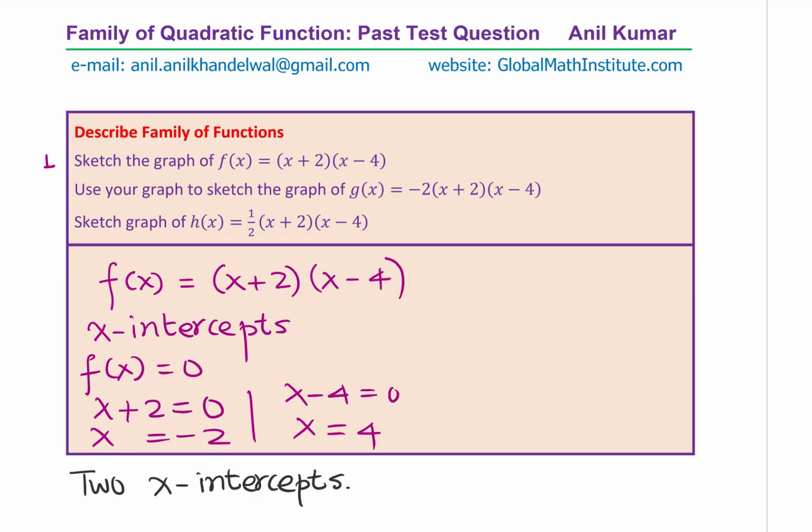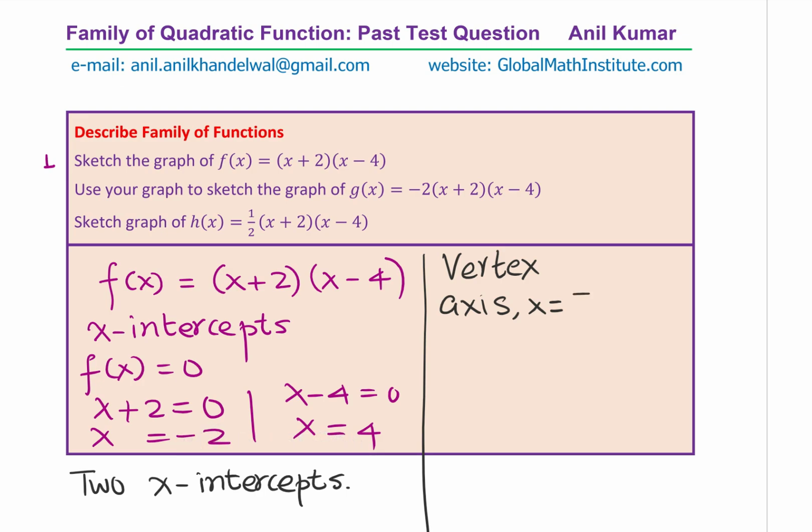To define the graph, we need the third point also. What could be the third point? Well, vertex is a good point to look into. So for this particular graph, the vertex will be right in the middle, right? So let's think about the vertex of this graph. The axis is going to be midway between the two x-intercepts. So let's look into the axis first. The axis will be at the center point of the line joining the two x-intercepts.